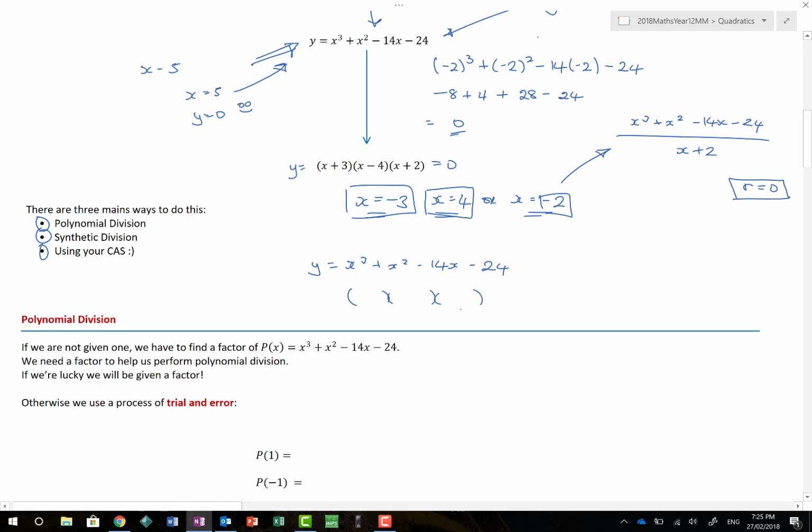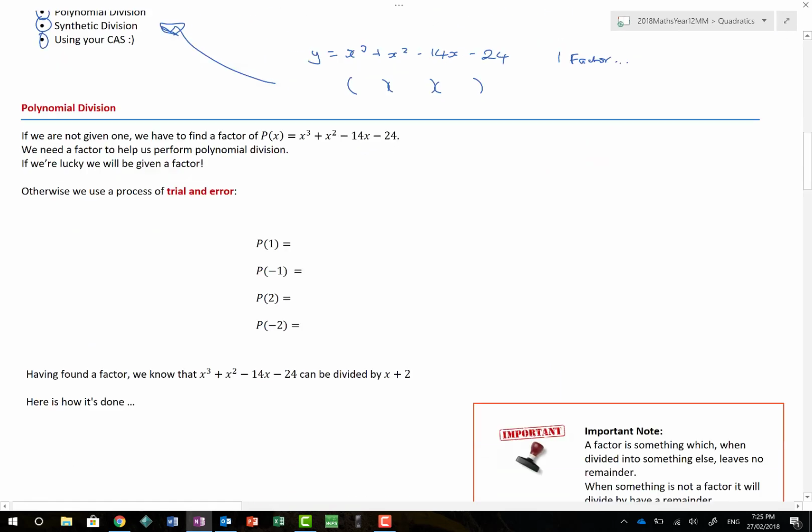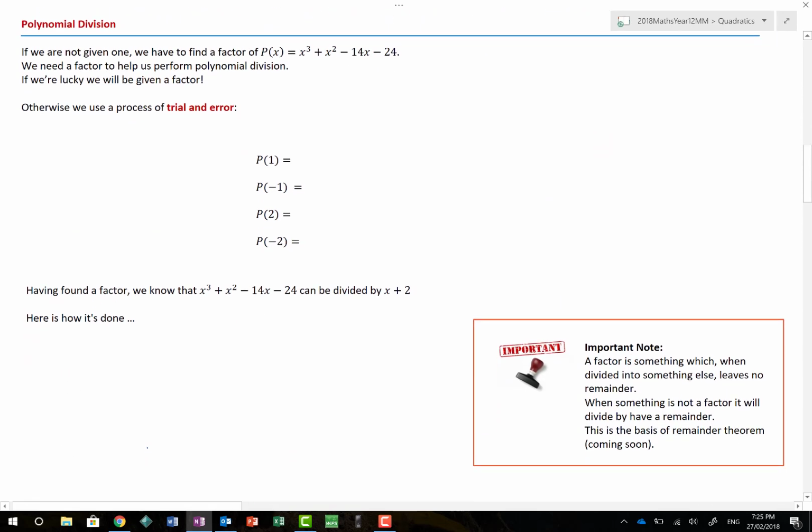Very good question. That's where this information comes in. But to be honest with you, generally speaking, we have to find at least one factor to be able to then move on and factorize this fully. And I'll explain that to you now. So here is polynomial division, which is a bit of a construct, right? So if we are not given an initial factor, we have to find one.